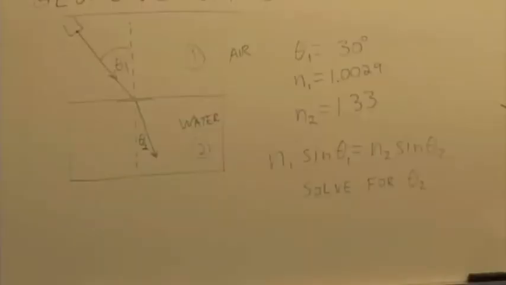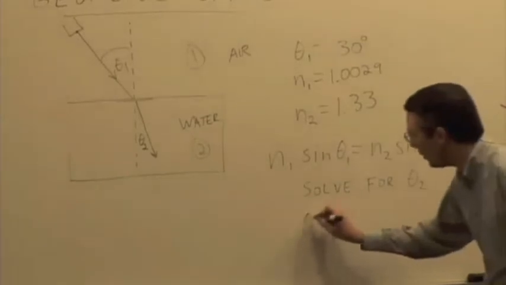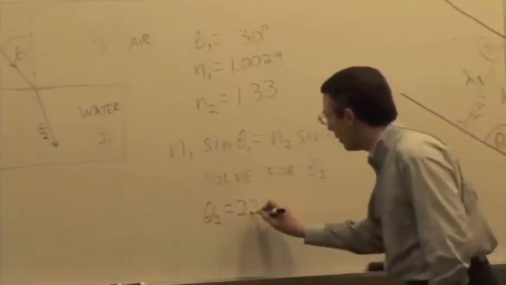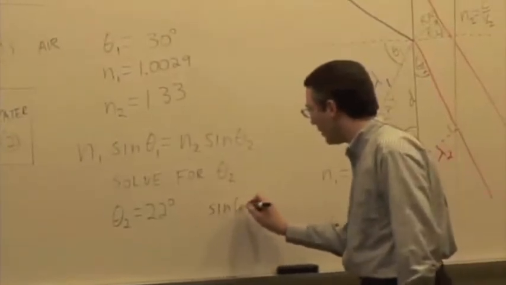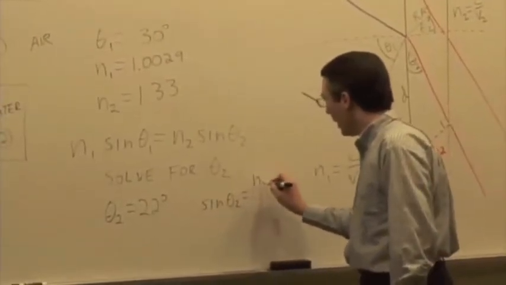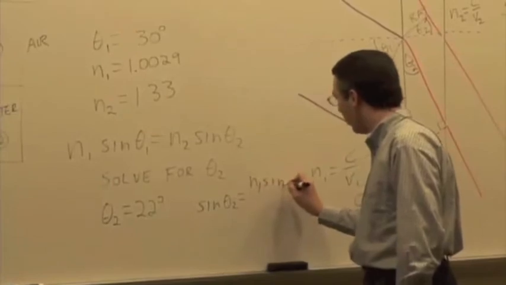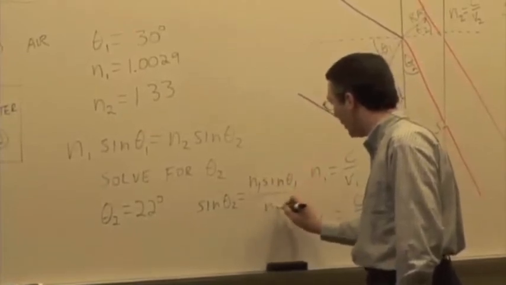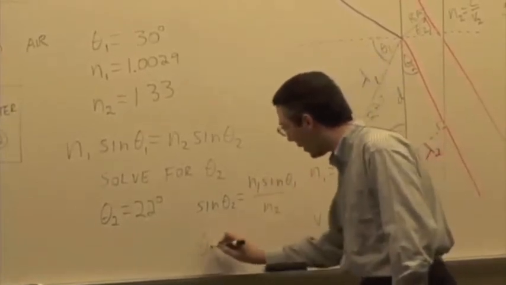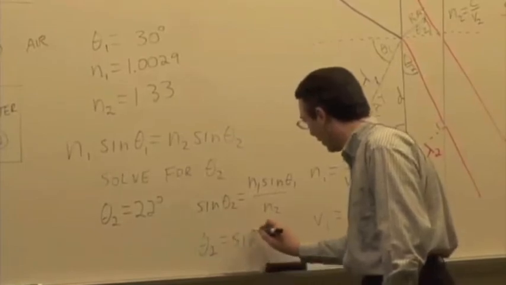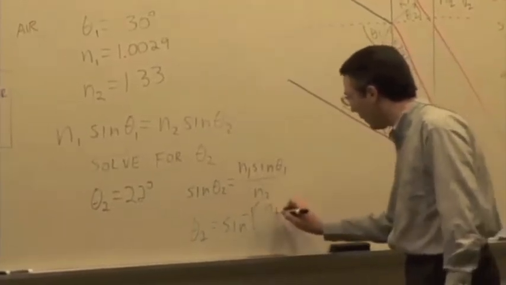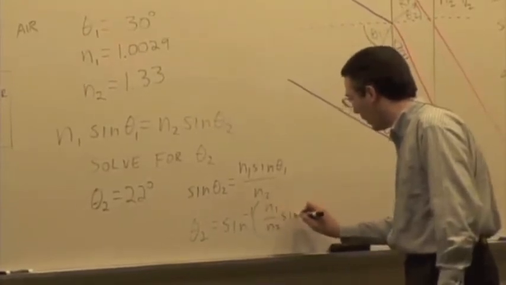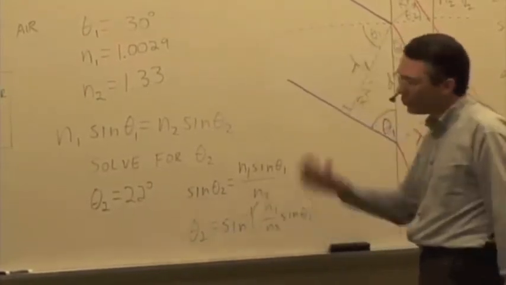What'd you get? 22 degrees? Theta 2 is 22 degrees? Okay. So it just comes from solving for sine of theta 2 is N1 sine theta 1 over N2, and then you just take the arc sine or the inverse sine of that result, right? And you should have 22 degrees, okay?